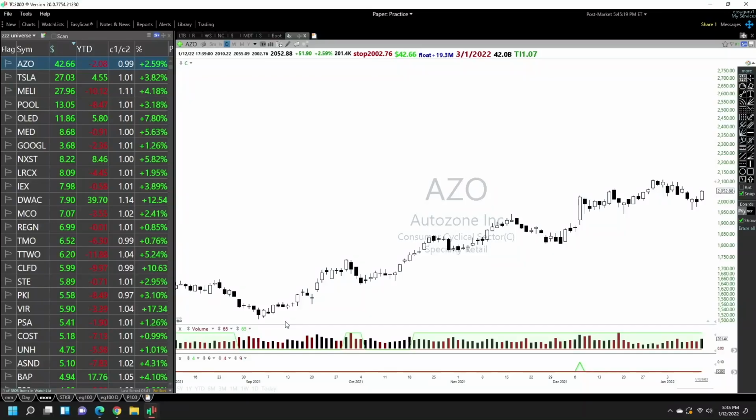How to find the strongest and the weakest stocks for the year using Telechart. If you want to know what stocks are actually leading the market, or you want to look at stocks which are lagging the market, there's a very easy technique which I will show you to find stocks which are very strong or which are very weak.